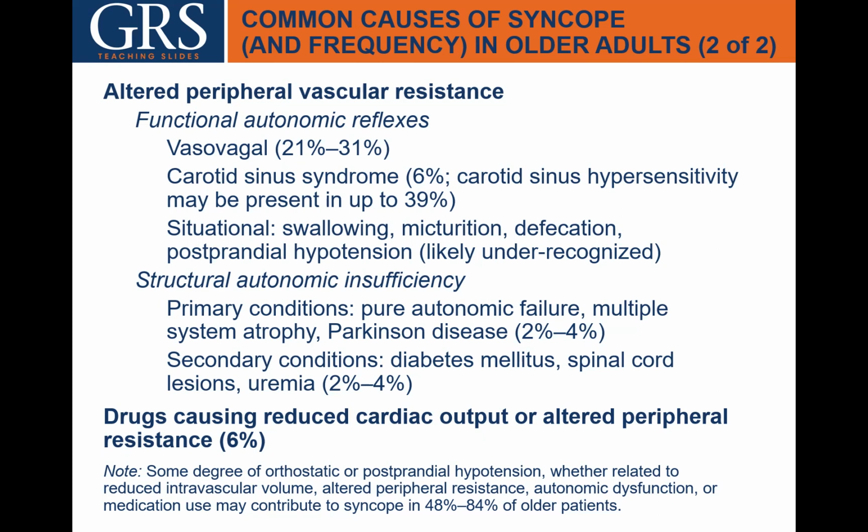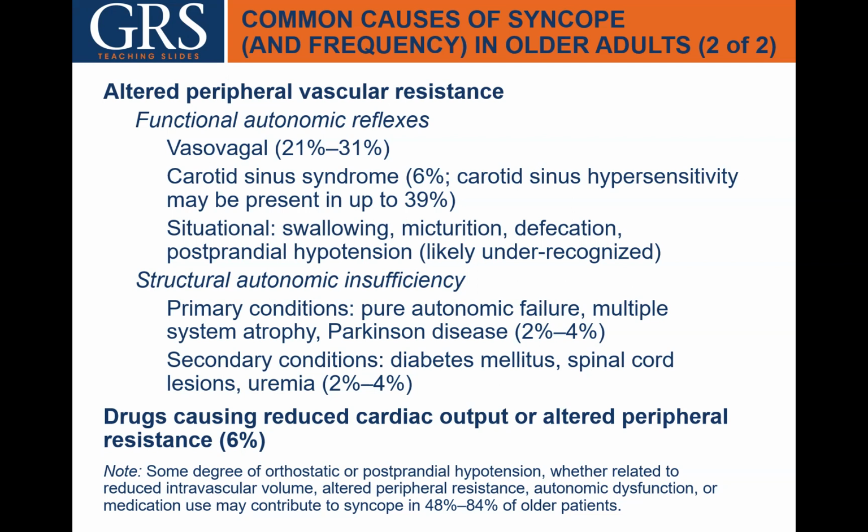For structural autonomic insufficiency, which includes primary conditions like pure autonomic failure, multiple system atrophy, Parkinson's disease, and secondary conditions including diabetes, spinal cord lesions, or uremia, all of this can cause peripheral neuropathy, which controls the vascular system, especially the peripheral vascular system, to adjust the blood pressure.